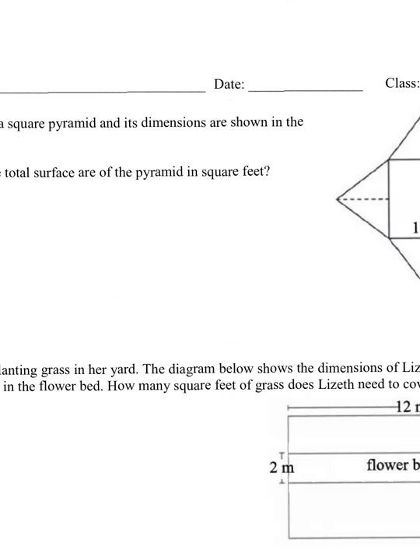Number 5, the net of a square pyramid and its dimensions are shown in the diagram. What is the total surface area of the pyramid in square feet? The square pyramid has a square bottom, so we know we have to find the area of the bottom, which is a square, so we'll use base times height. But the sides in a pyramid are triangles, so we have to use a different formula for the triangle and then use it 4 times for the 4 sides of the square pyramid.